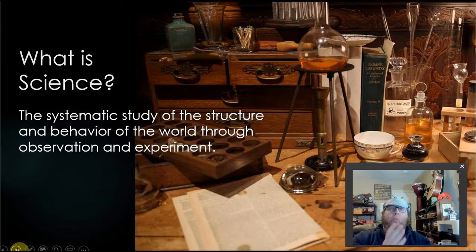Let's start with this. What is science? Science is a systematic study of the structure and behavior of the world through observation and experiment. What I mean by saying that is that science, for the most part, when you cut it right down to the nitty gritty of what it's about, science is about measuring things. Science is a measuring stick. If you don't have some type of criteria to actually measure what you're doing in science, you don't have science, all right? And that measuring stick could be anything.